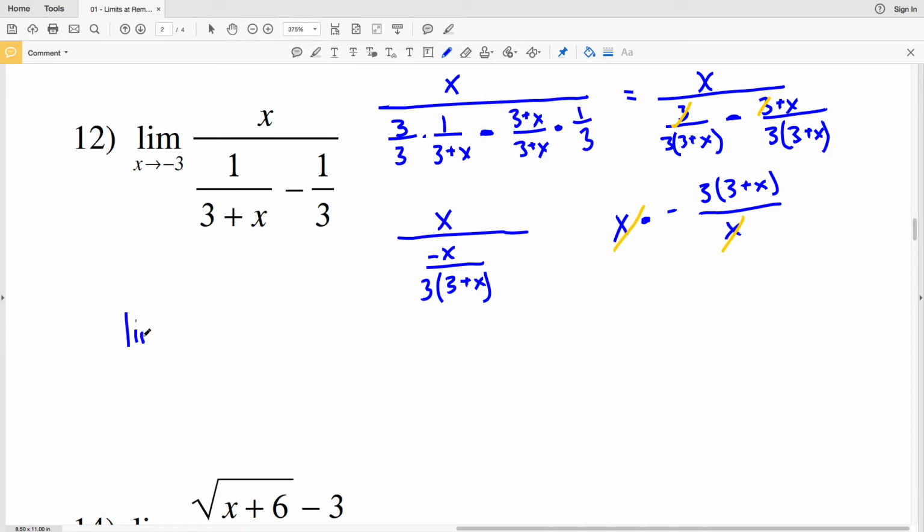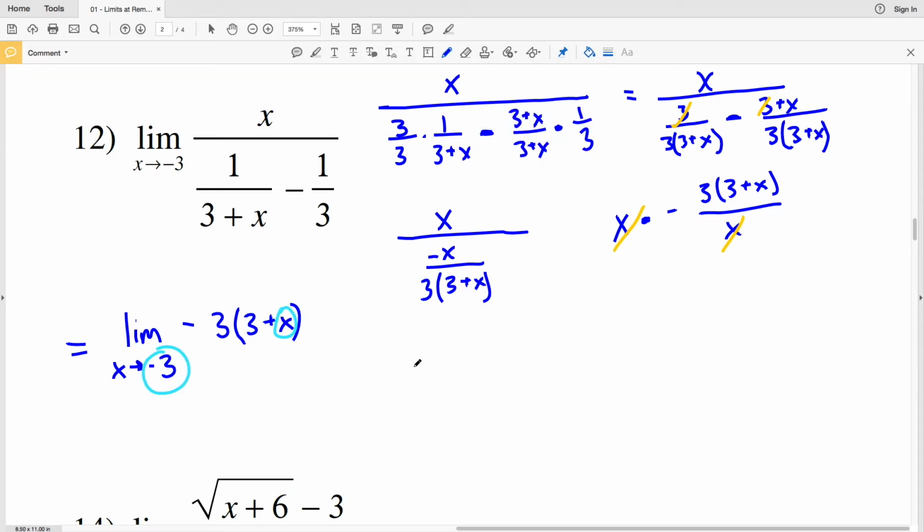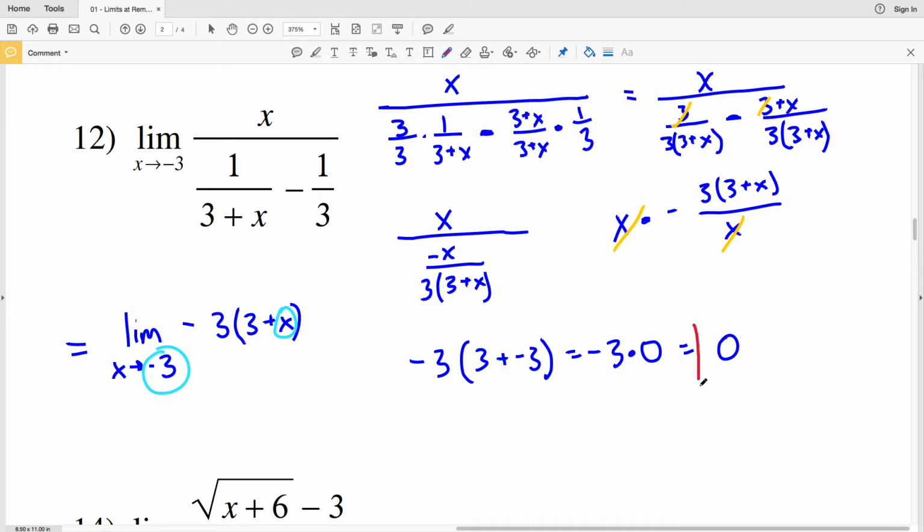Therefore, the limit of our function as x approaches negative 3 is equivalent to the limit of negative 3 times 3 plus x as x approaches negative 3. So plugging in negative 3 for x, I'll have negative 3 times 3 plus negative 3, which is negative 3 times 0, which equals 0. So 0 is my solution in number 12.